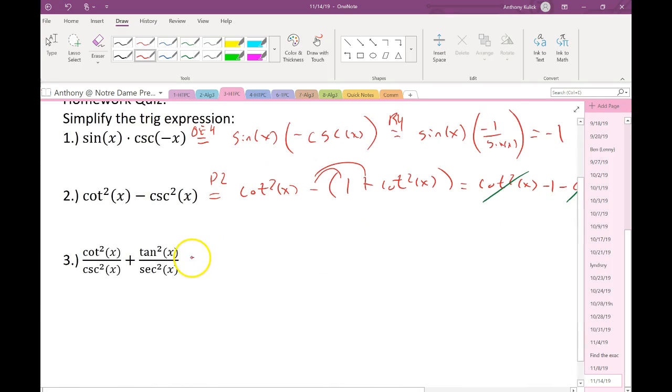This one was a bit more challenging. So here, what I would do is use Q1 and Q2 to rewrite cotangent squared as secant squared over cosecant squared, and then that's all over cosecant squared. Similarly, I can write tangent squared as cosecant squared over secant squared, and that's all over secant squared.